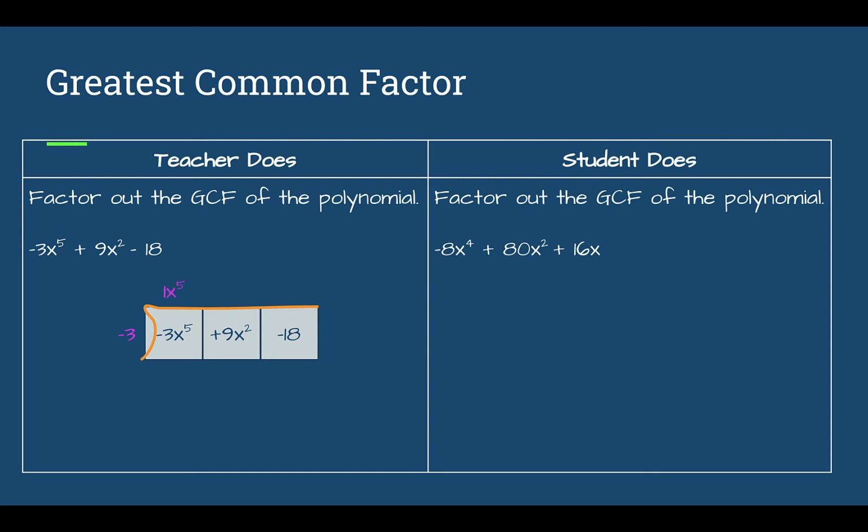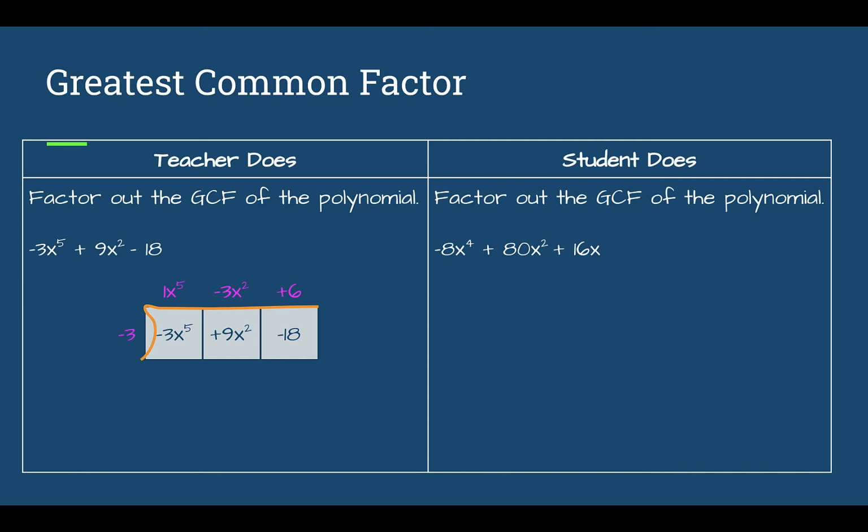+9 divided by -3 is -3. And again, there's no x, so it's still just x squared. And then finally, -18 divided by -3 is +6. So I was figuring out what I needed to multiply by originally, but I did it by dividing.